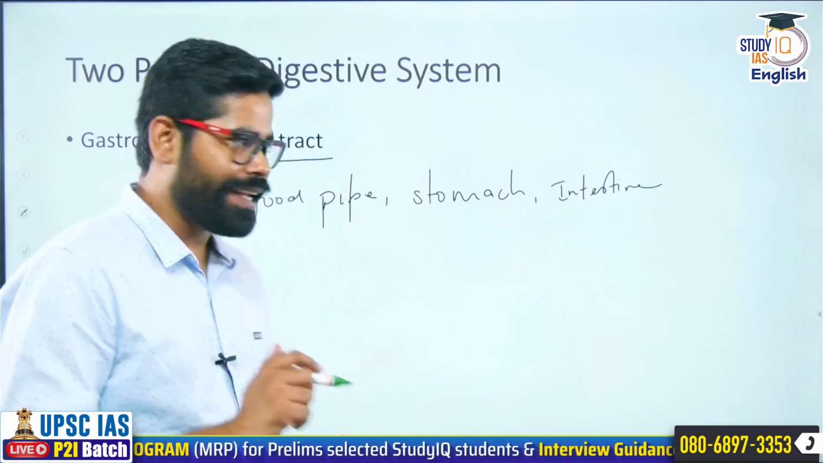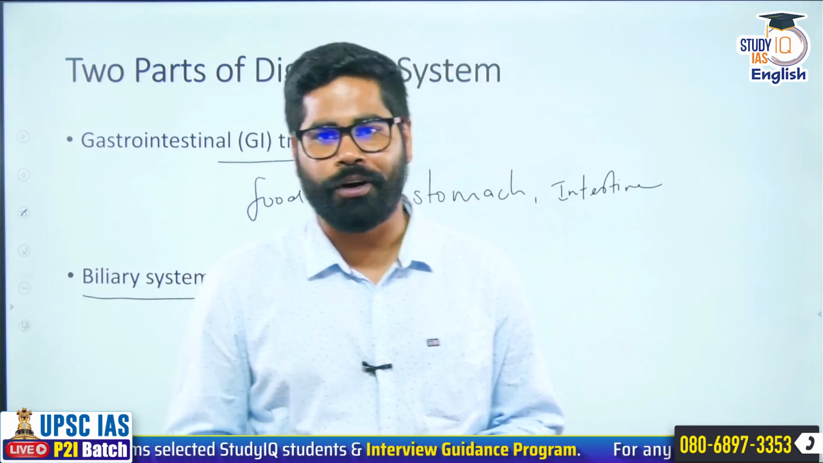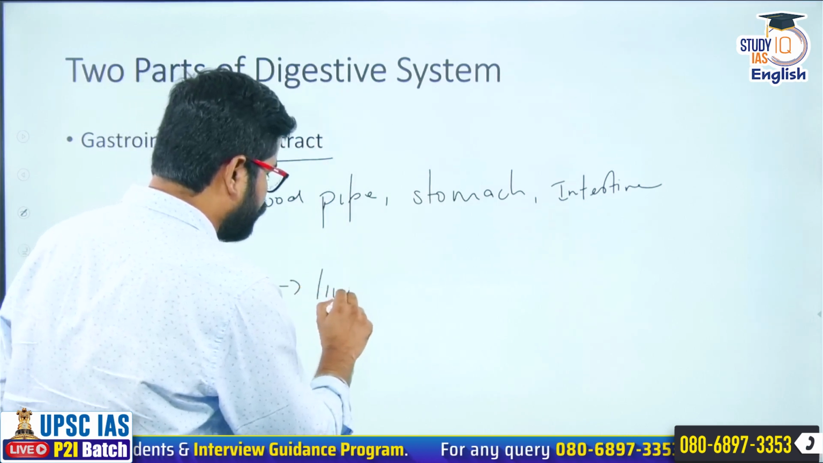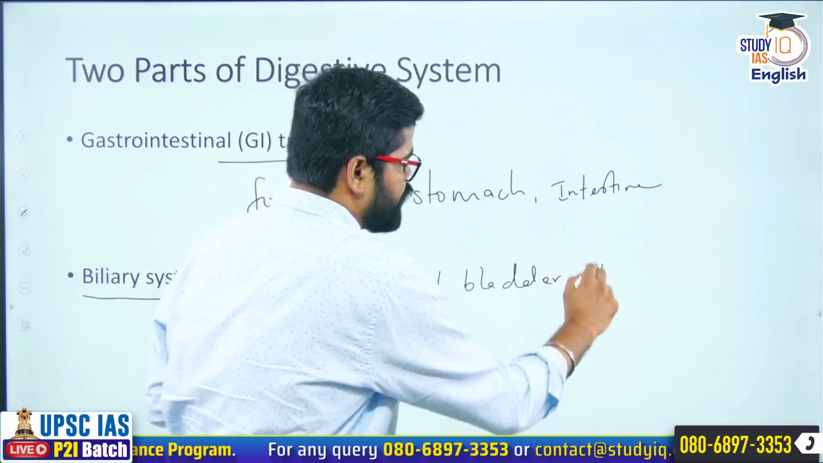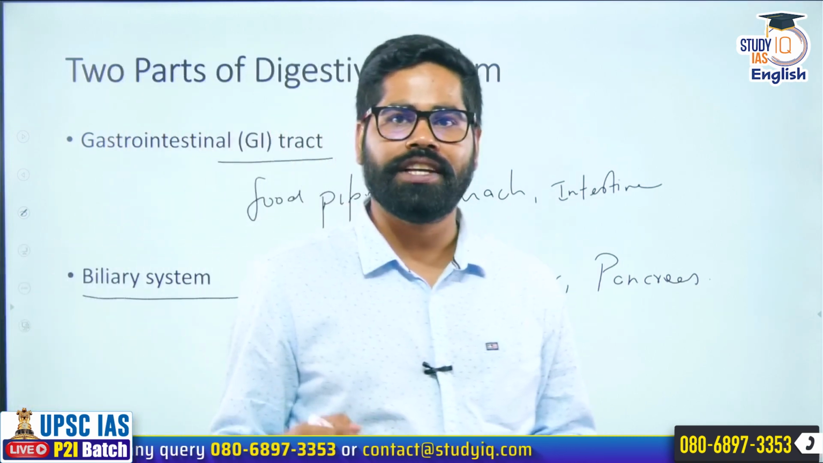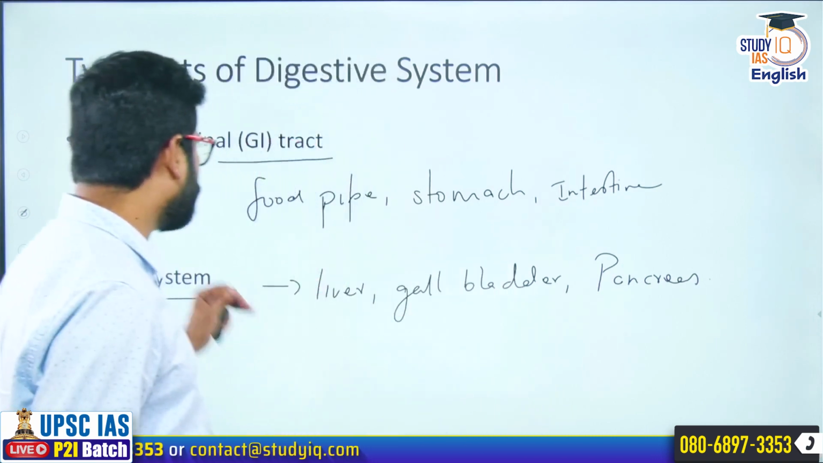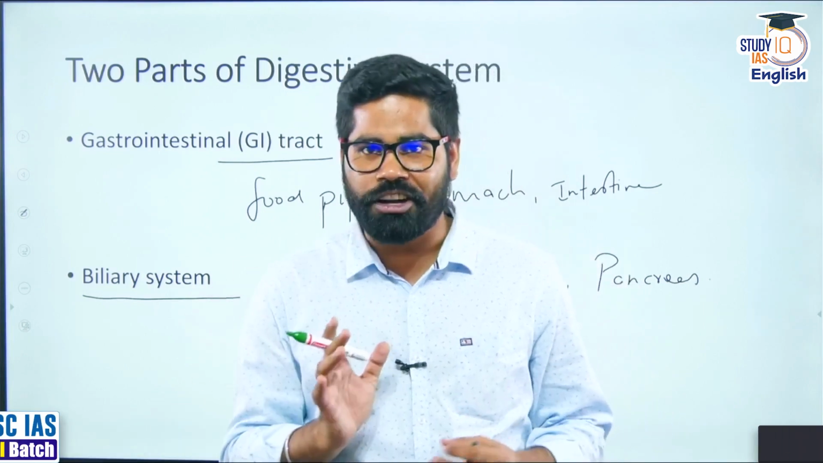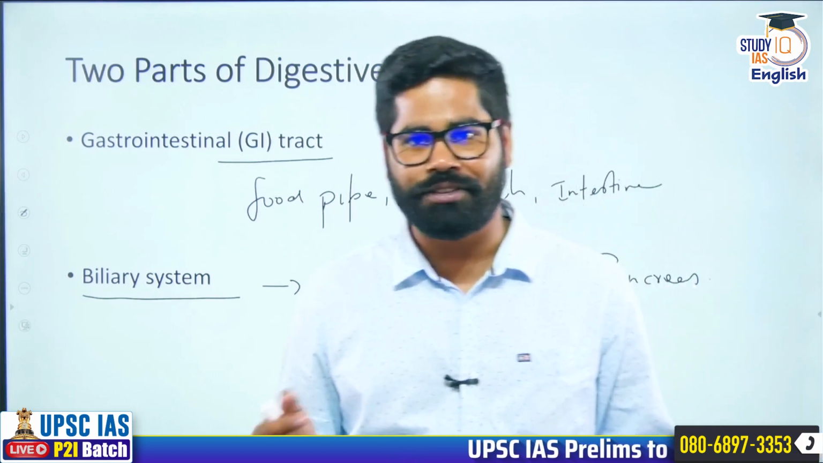The second part is called the biliary system, and it consists of the glands in the body which help in digestion. There is one major organ here in the form of the liver. Then we have the gallbladder, and we also have the pancreas. So they make up the biliary system of the human digestive system. So we have two different components of our digestive system: the gastrointestinal tract, consisting of the hollow organs, and the biliary system, consisting of the glands.